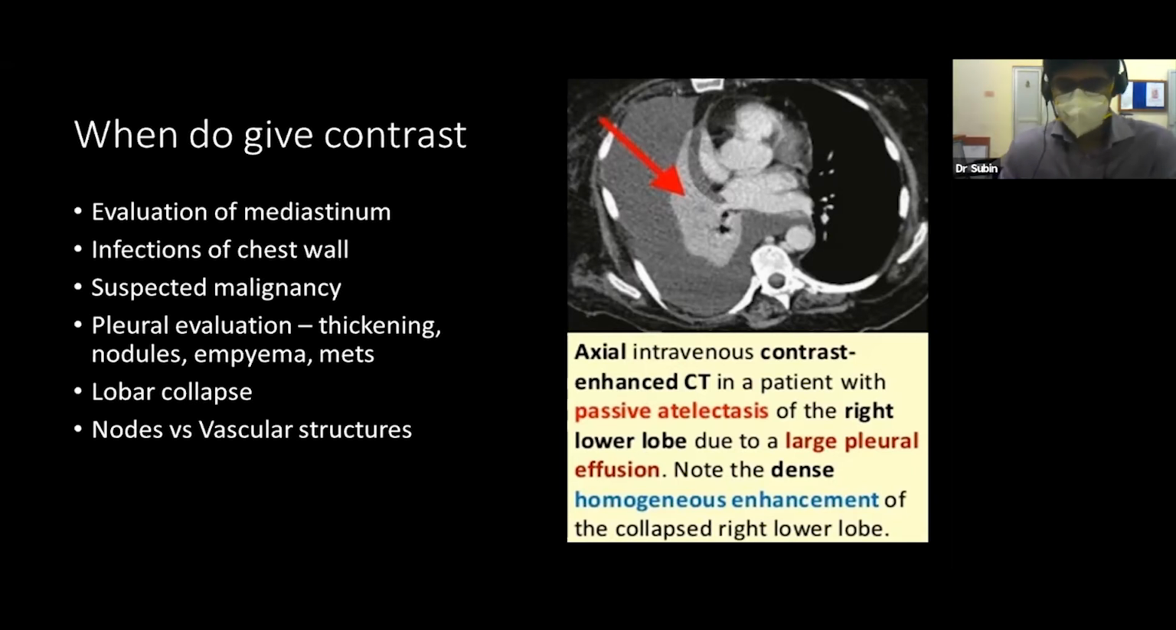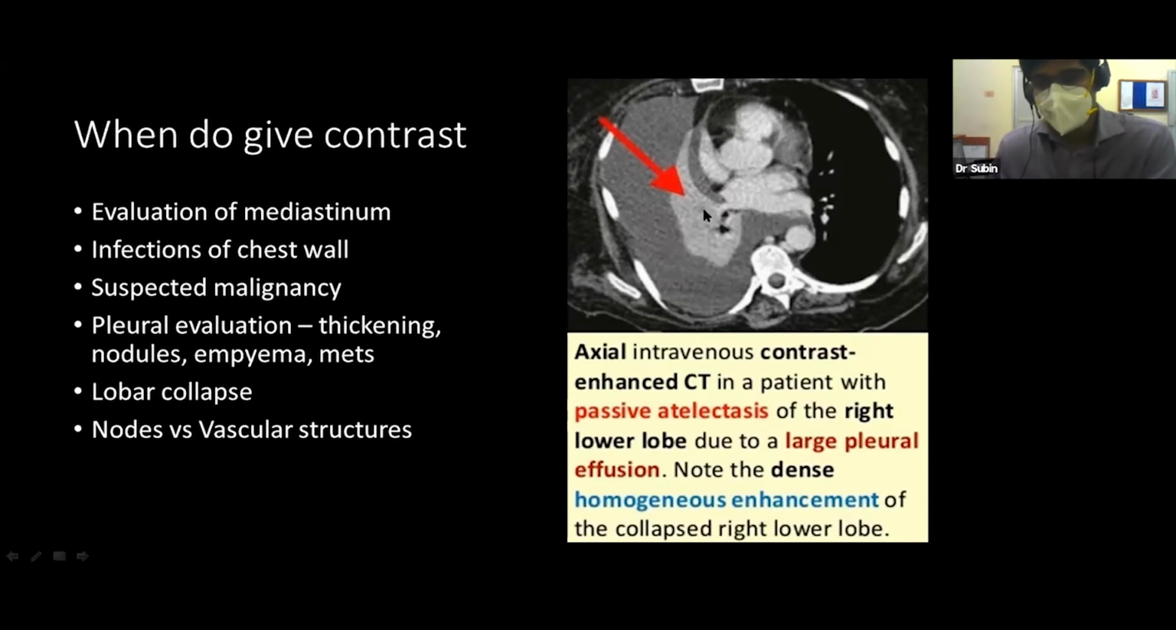In case of a lobar collapse, that's what I've shown here. So there is this atelectasis. The lung, when it gets compressed or collapsed together, will enhance quite nicely, and the effusion around it will look less dense, because contrast doesn't go into the effusion. If you take a non-contrast CT, it might be difficult to make out the difference.